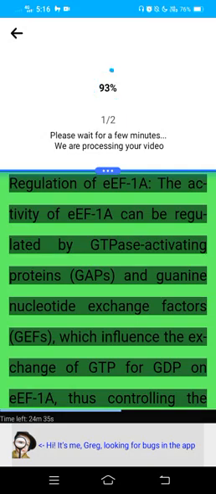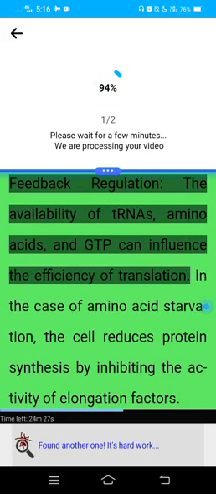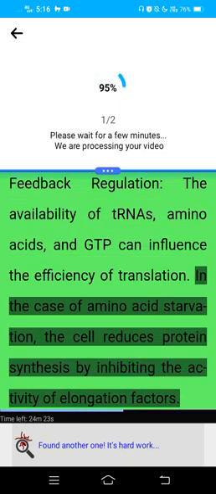Regulation of EF1A. The activity of EF1A can be regulated by GTPase activating proteins, GAPs, and guanine nucleotide exchange factors, GEFs, which influence the exchange of GDP for GTP on EF1A, thus controlling the elongation process. Feedback regulation. The availability of tRNAs, amino acids, and GTP can influence the efficiency of translation. In the case of amino acid starvation, the cell reduces protein synthesis by inhibiting the activity of elongation factors.